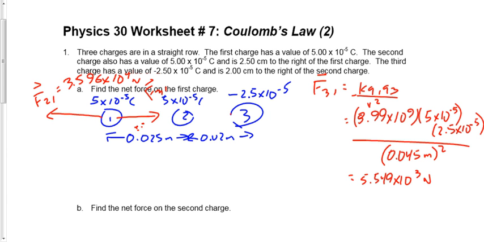Now we're going to add these up using F net is equal to the sum of the forces, F21 plus F31. And remember, we didn't pay any attention to the negative signs in the charges, so we got both positive forces. But since one of them is to the left, we're going to make it a negative value. And since one of them is to the right, we'll make that a positive value.